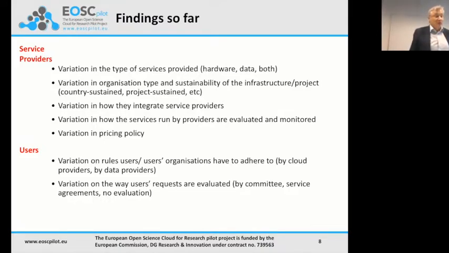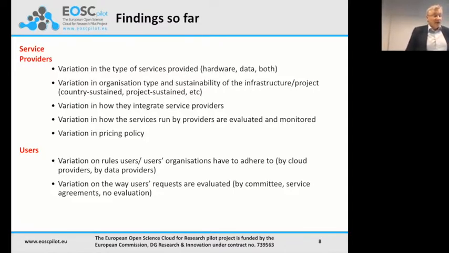and it could be, I mean, if it is a nationwide service in some country, or if it is just a project-sustained setup. It means a lot. There are lots of differences there. And there is a lot of variation in how service providers can be integrated into something new. And there is also great variation in how the service is run by providers and how it is evaluated and monitored. And of course, the pricing policy is different in many ways.